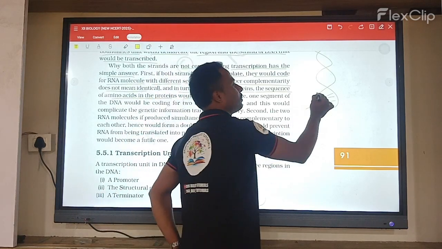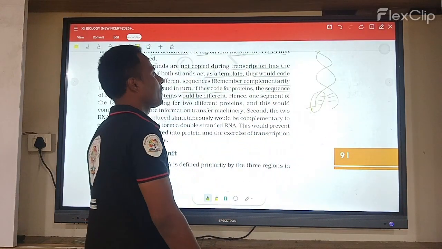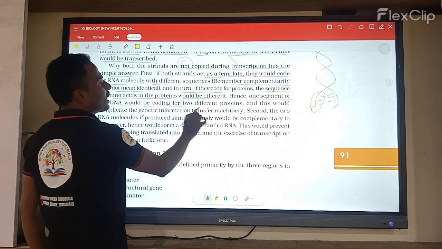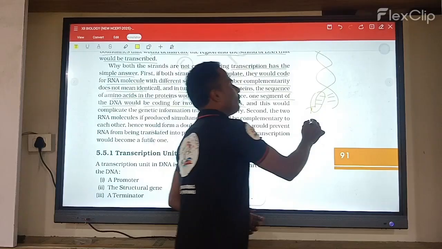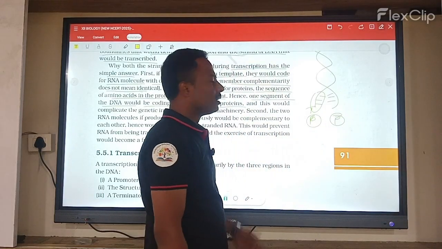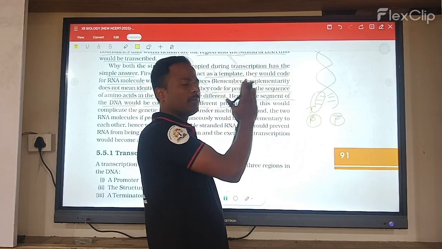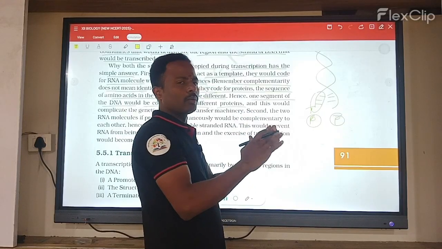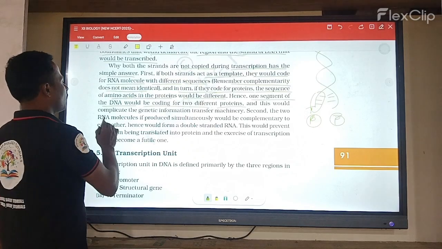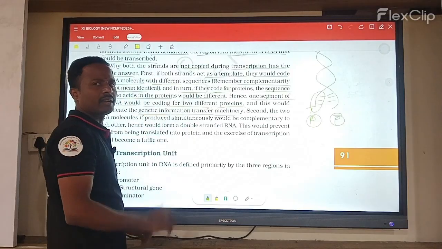Only one segment participates, and that sequence is perfectly matched. Otherwise, one segment of the DNA would code for two different proteins, and the two proteins would bind to the DNA at the same time. Then DNA replication does not take place, and the transfer of genetic information is not carried out.